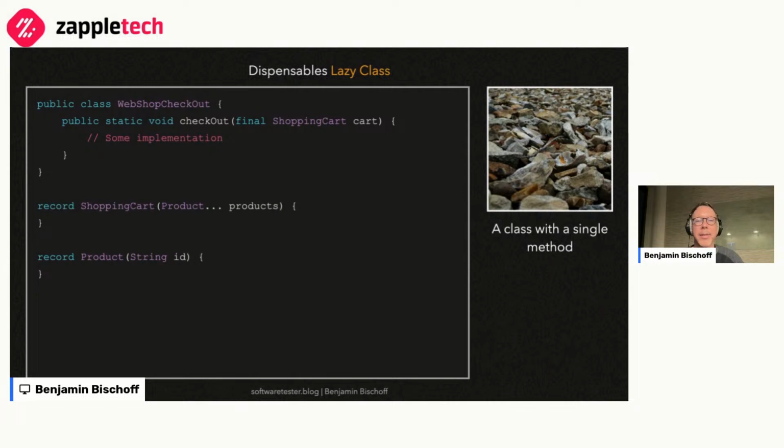It's a class that only has a single method. We have the web shop here again, and it has a class WebShopCheckout with just one method, checkout. This is all. The thing is, this can be a code smell if a class does only one very tiny thing in a method, but it can also be desired.